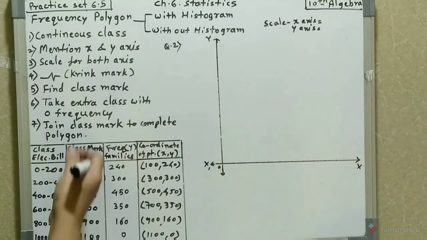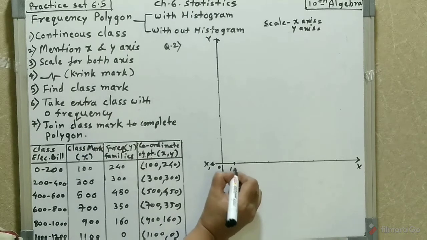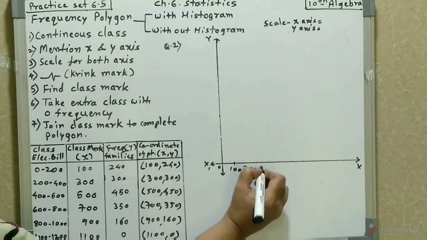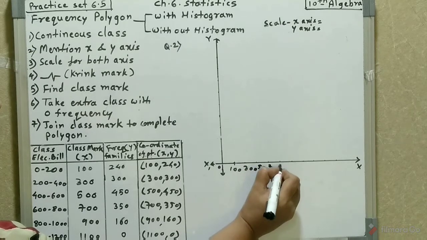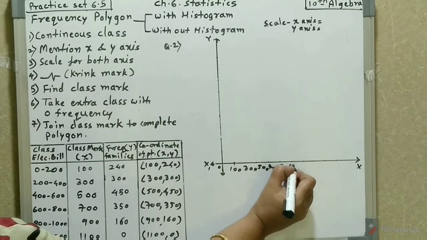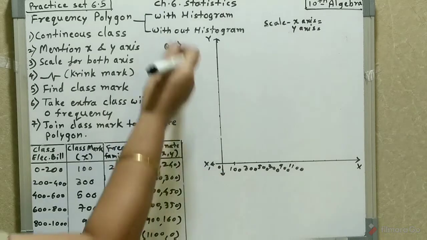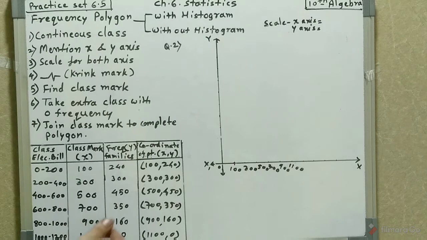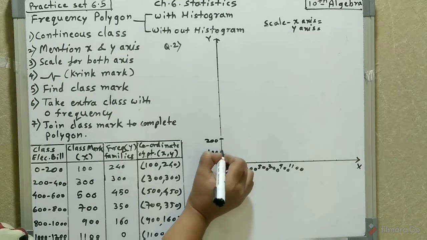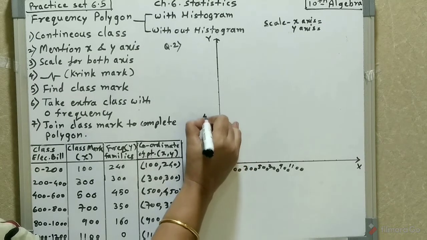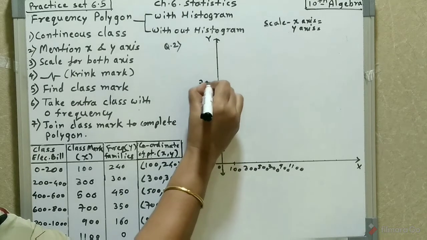On the x-axis, we take the class marks as they are, directly. So here we write first 100, then 300, here 500, 700, 900, and here 1100. Okay, so this is the scale on the x-axis. This is the origin. Now the y-axis. On the y-axis we have families, so we take a suitable interval of 100: 100, 200, 300, 400, 500, 600 and 700.